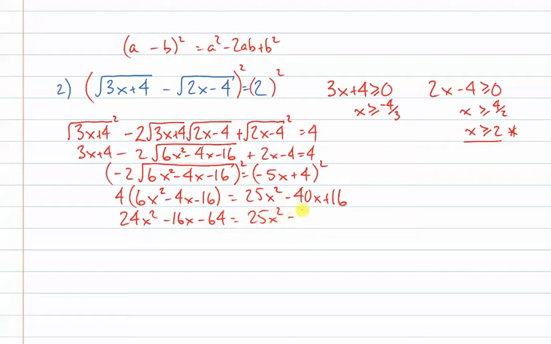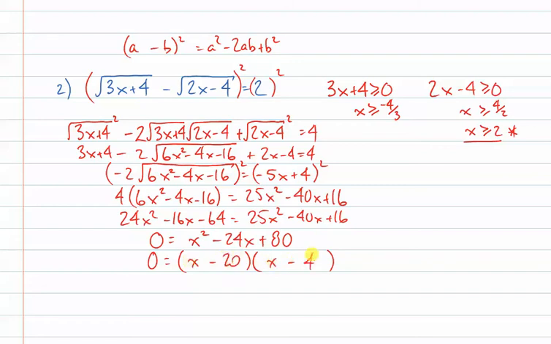4 times 16 is 64. And I'm going to gather all of these terms to one side. 25x squared, take away 24x squared is just x squared. Negative 40, add 16. That's going to be minus 24x. And 16 add 64 is going to be 80. This will also factor. I see a positive product and negative sum, so my values are going to be 20 and 4, leading to x equals 20 and 4. Now I have to check those against my restrictions, and I'll see that 20 and 4 are both more than 2. So that's the solution.